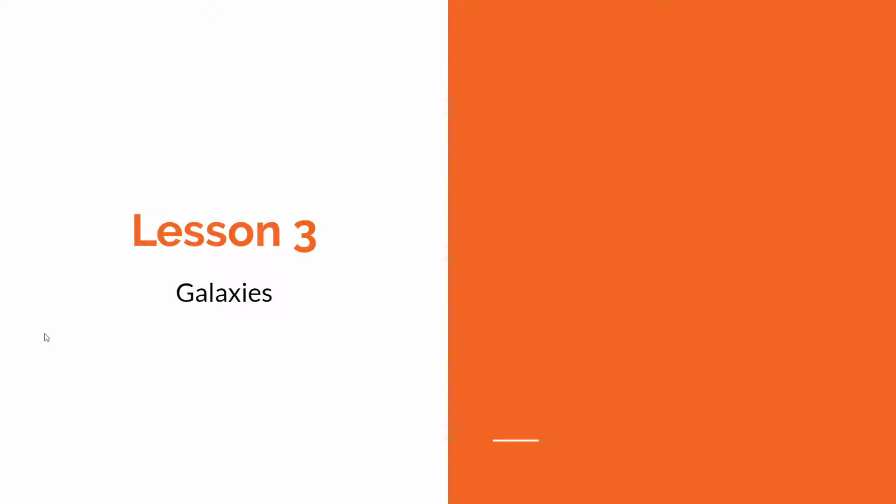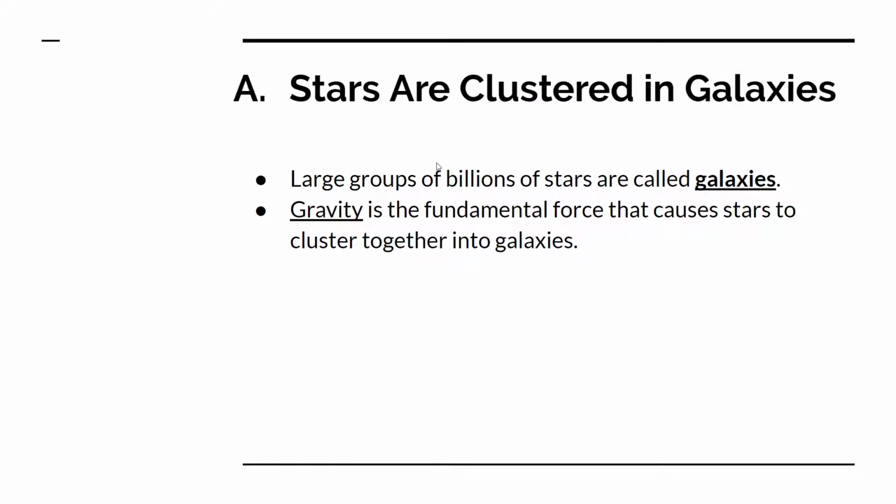Hello, welcome back to Lesson 3, talking about galaxies. Lesson 1, we learn characteristics of stars. Lesson 2, we learn how stars are made. Now we're going to learn about essentially the neighborhood of stars, or groups of stars. So if you put billions of stars together, you get what we call a galaxy.